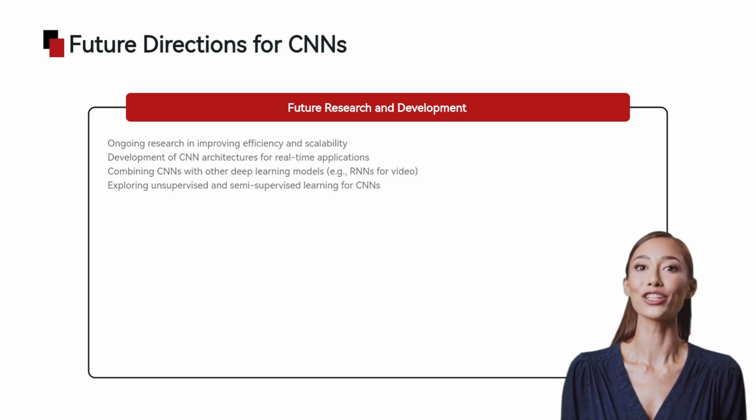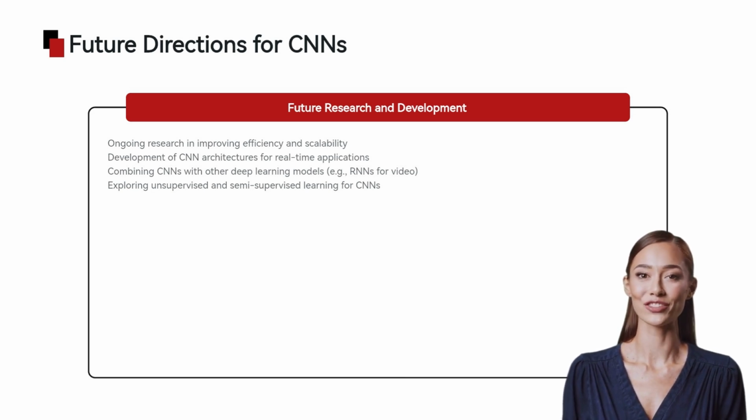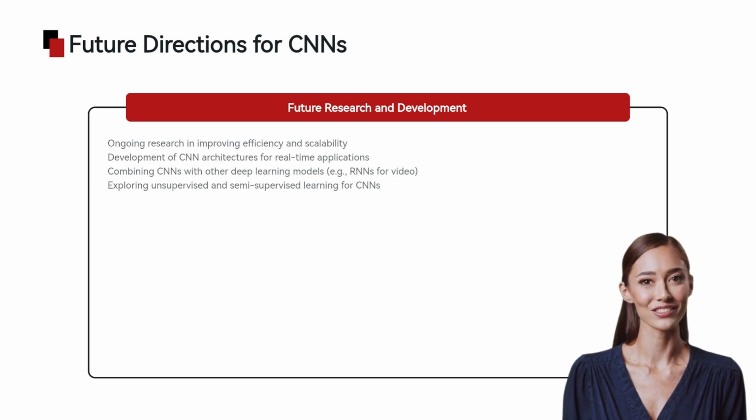Another exciting direction for CNNs is unsupervised and semi-supervised learning, where models can learn from unlabeled or partially labeled data. This would reduce the dependency on large amounts of labeled data, which is often a bottleneck in training CNNs. The ongoing research in these areas is likely to lead to more powerful, efficient, and adaptable CNN models, capable of tackling even more complex tasks across various domains.